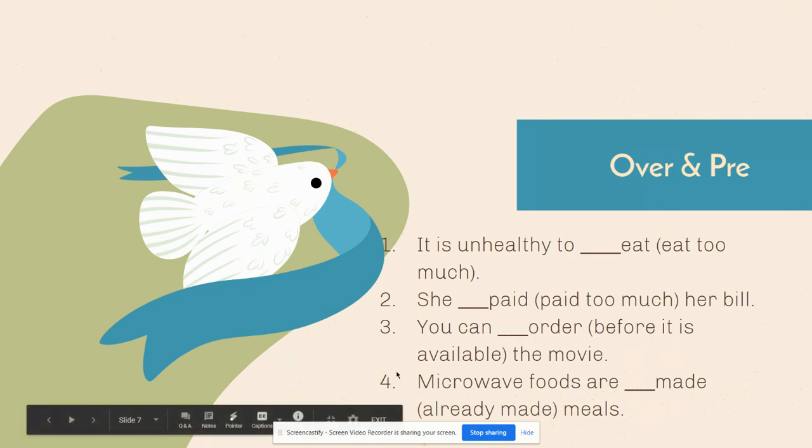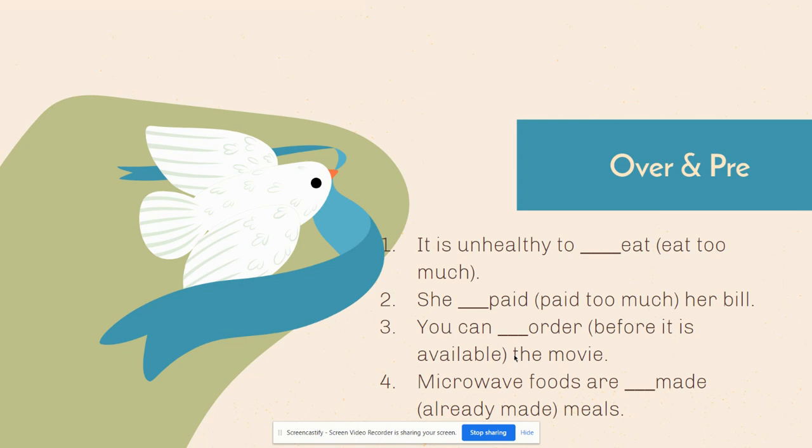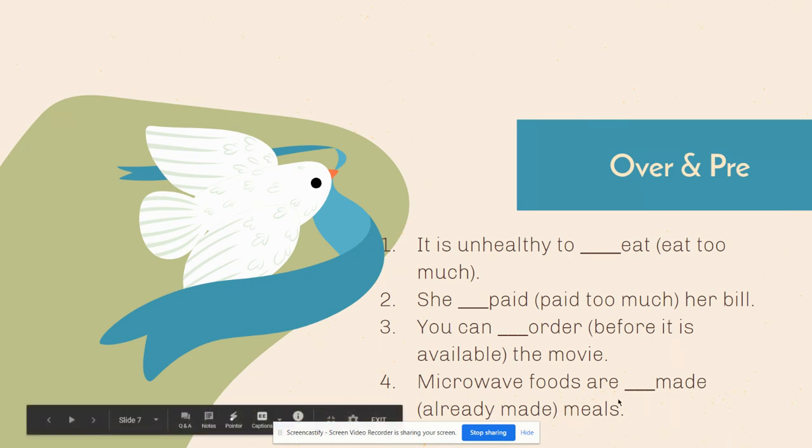And then number four, microwave foods are blank made meals. If I want to say that microwave foods are basically foods that are already made, you don't really have to cook them, what prefix would I use for something that's already made?